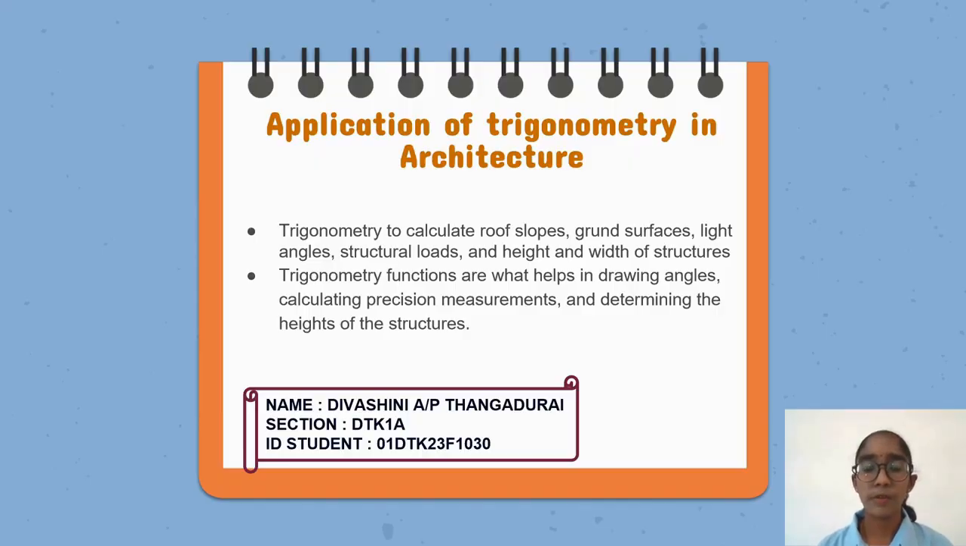I'm Divashini, daughter of Tangudurai from DBM10013, to share application of trigonometry in architecture. Trigonometry is used in architecture to calculate roof slopes, ground surfaces, light angles, structural loads, and heights and weights of structures. Trigonometry helps engineers and architects to draw angles, calculate precisions and measurements, and determine the height of structures.